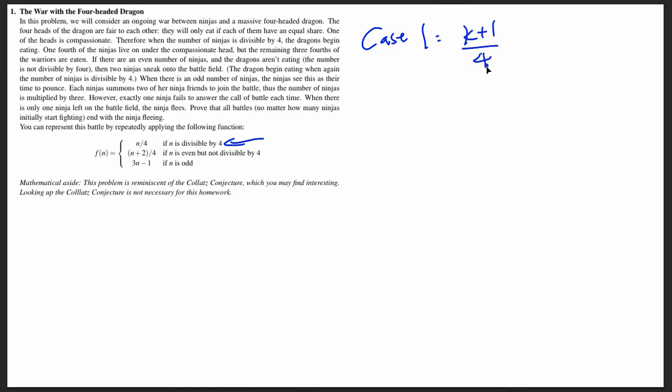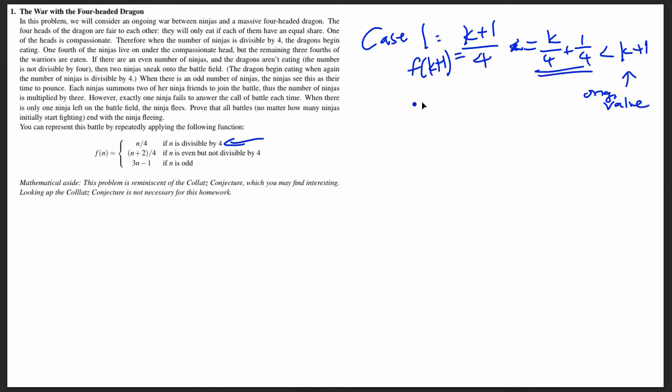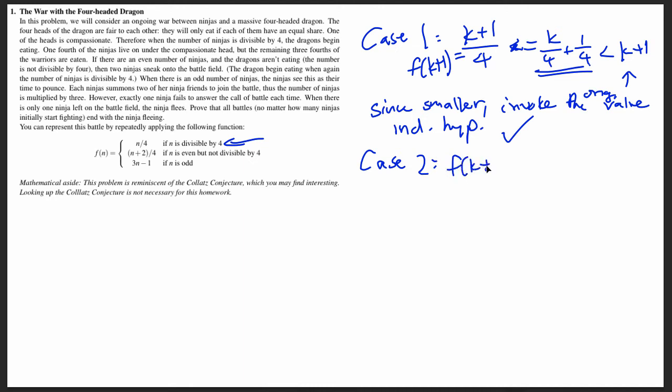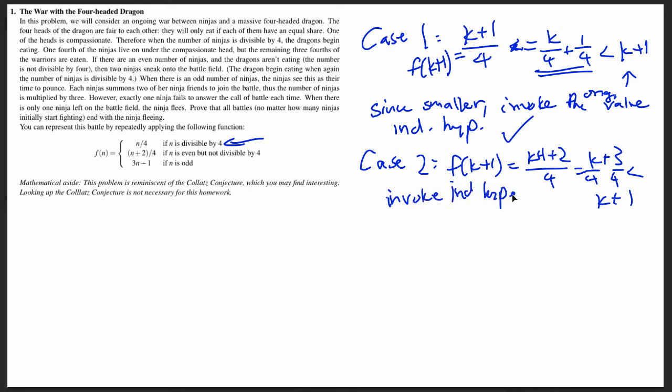So if k plus 1 is divisible by 4, then we get this expression. So f of k plus 1 equals k over 4 plus 1 over 4, which is clearly less than k plus 1, the original value we start with. And this is important because since it's smaller, we can invoke the inductive hypothesis. And since we assume the inductive hypothesis is true, then k plus 1 is true for case 1. Now case 2, f of k plus 1 will be equal to k plus 1 plus 2 over 4, which is k over 4 plus 3 over 4, again clearly less than k plus 1. So now we invoke the inductive hypothesis and give it a green light.